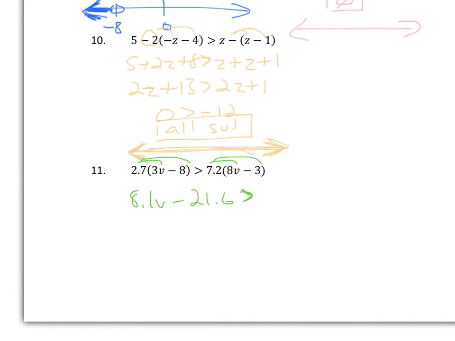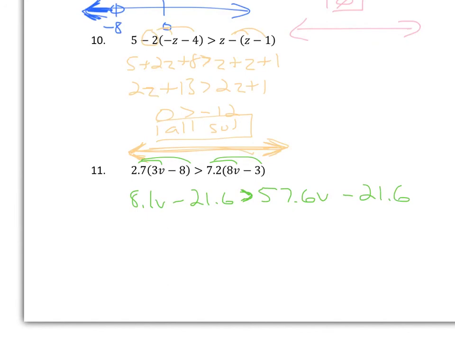It's greater than 7.2 times 8v, which is 57.6v minus 7.2 times 3, 21.6. Should have been able to do that in my head. And great. Okay, we're all set.